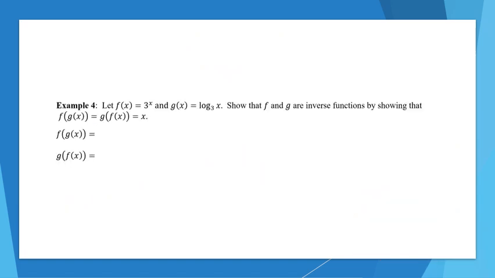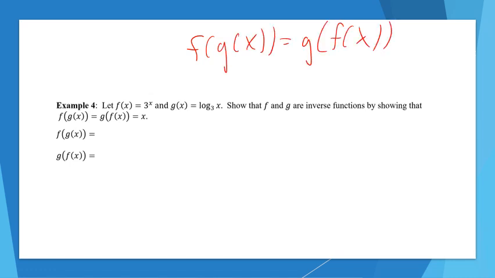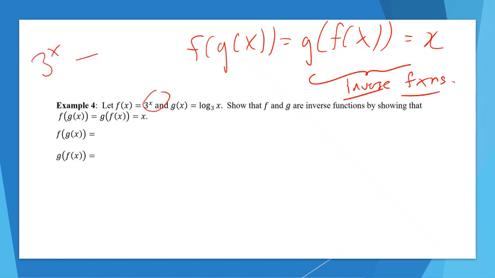All right, example number 4. This is showing how f of g of x is equal to g of f of x, which is equal to x, only for inverse functions. So we're going to look at that now and show that 3 to the power of x and log base 3 of x are in fact inverses.